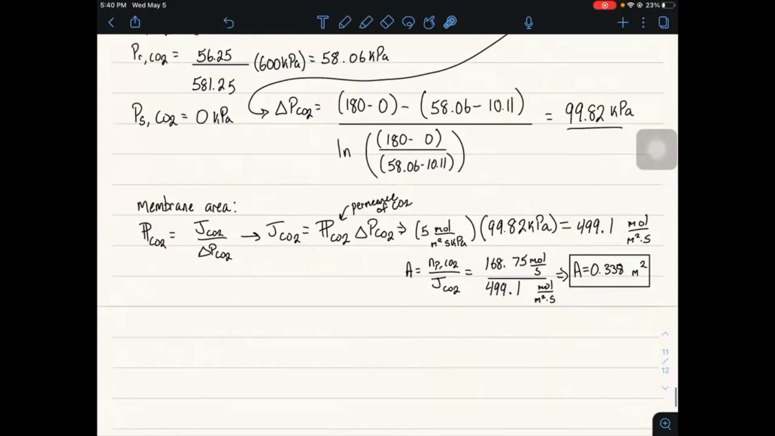And then from that, we have this correlation, which relates to the permeance of CO2. We rearrange and solve, and we get this value. And then the area is just the moles of CO2 in the permeate divided by this value, and we get this answer here. And this covers learning outcome 8B.